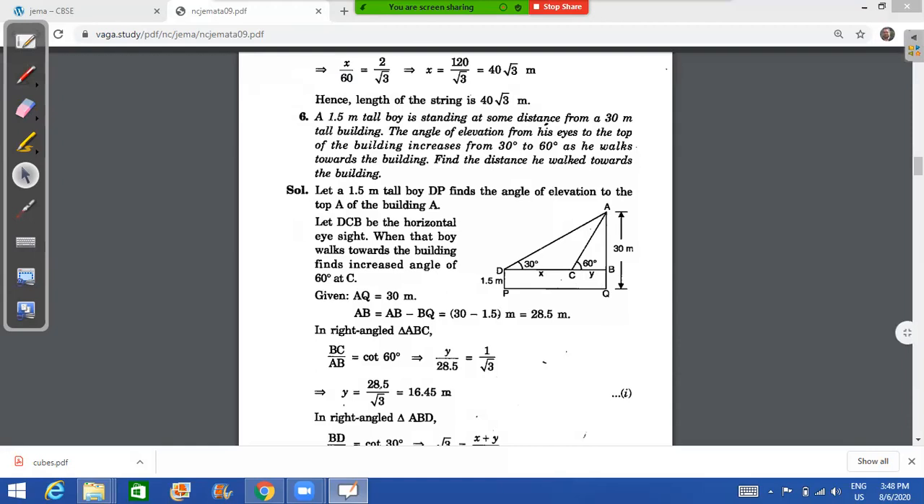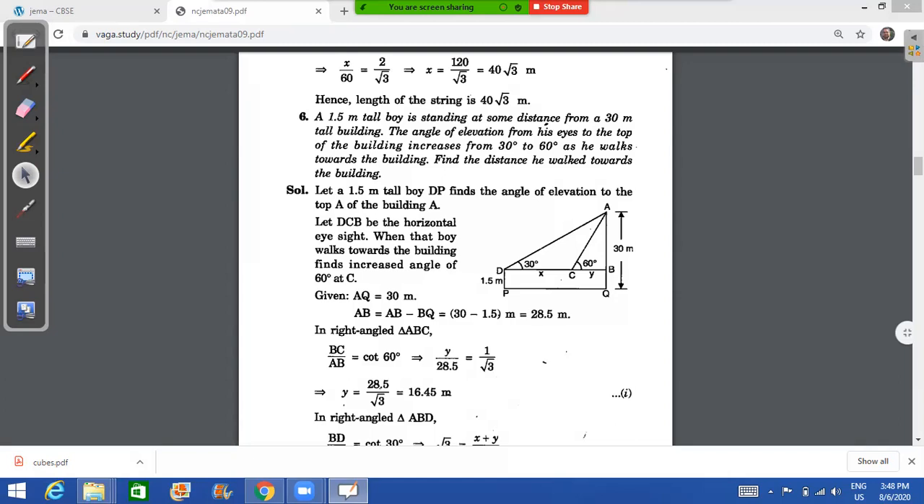So the question says there is a 1.5 meter tall boy who is standing at a distance of 30 meters. He walks towards the building. Initially, when he watches the building, there is a certain angle. Then the angle changes to something else, right? That's what the question is.